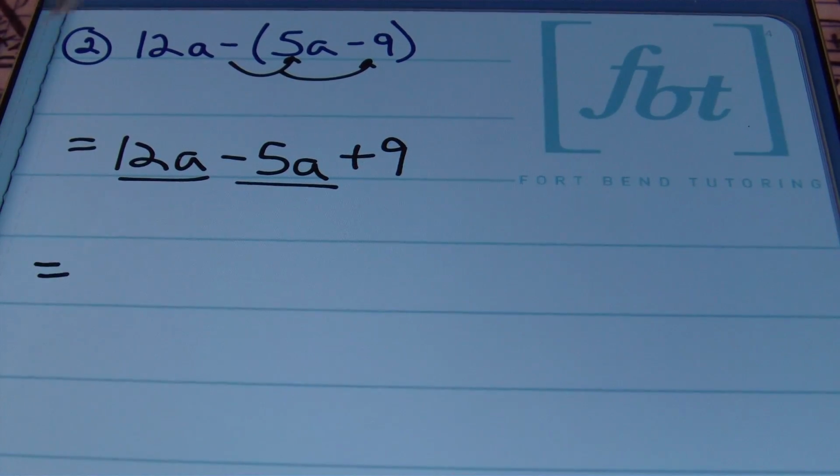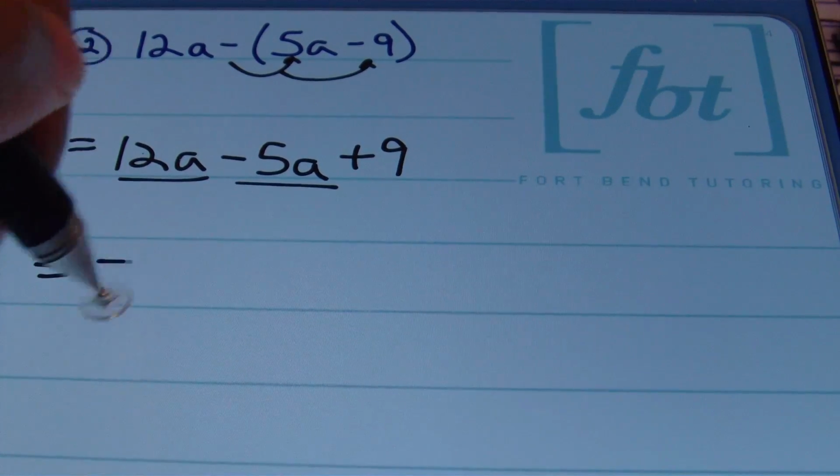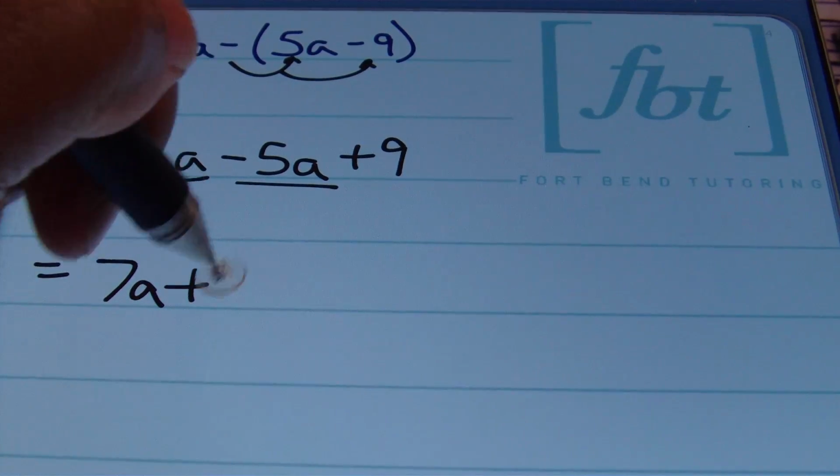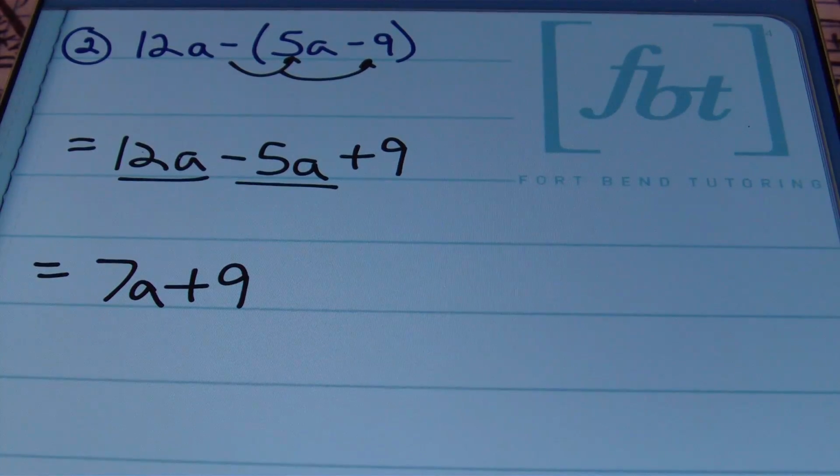Let's go ahead and combine those. We have 12a minus 5a, and remember, you just subtract the coefficients. So the result is 7a. And then you bring down that positive 9 and done. It's over. Put a box around your answer, please, right now, because it's done. That's right. We're done. Moving on, problem number 3.